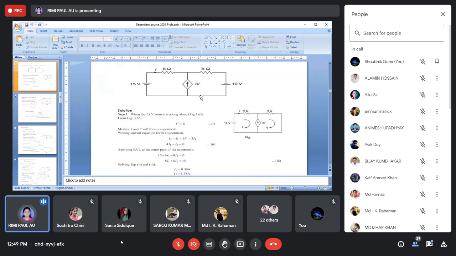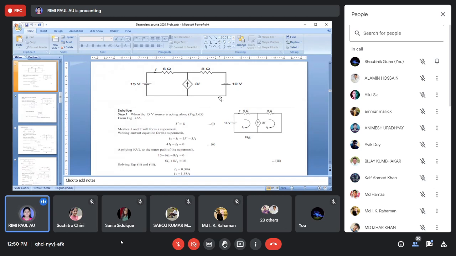Here also you cannot remove this dependent source, but the main problem is that this dependent source is in the middle branch. That means if we apply the mesh method, it is difficult to solve, because the two loops are using the same current source, right? In that case you have to apply super mesh. Otherwise you can apply the nodal method, then you can easily solve it.